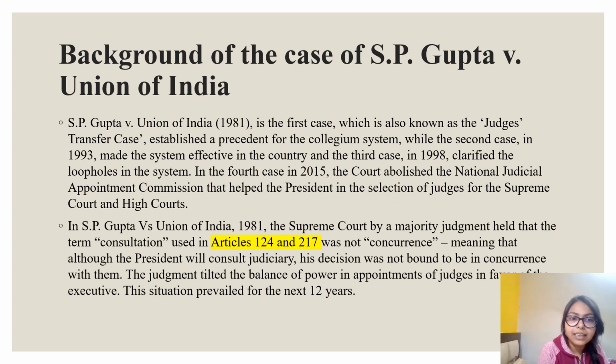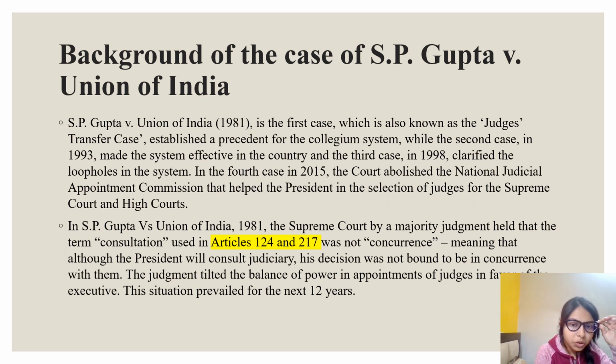The second case in 1993 made the system effective in the country and the third case in 1998 clarified the loopholes in the system. In the fourth case in 2015, the court abolished the National Judicial Appointment Commission that helped the president in the selection of judges for the Supreme Court and High Courts.